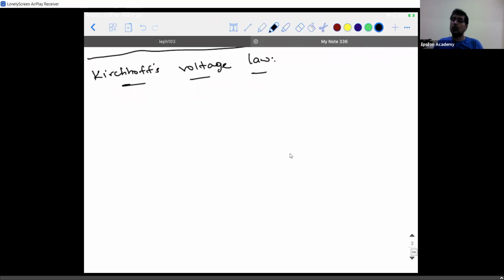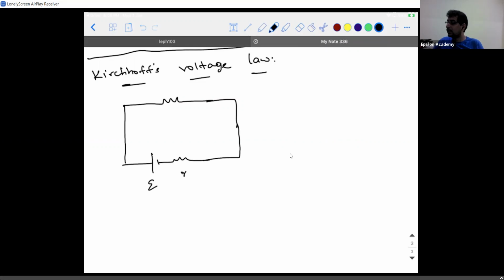Okay, let me tell you how that law can be applied. Before that, I'm going to take a very simple circuit where you have a cell of EMF E, internal resistance r and external resistance capital R. Let me say the current is I. It's a closed circuit, right?